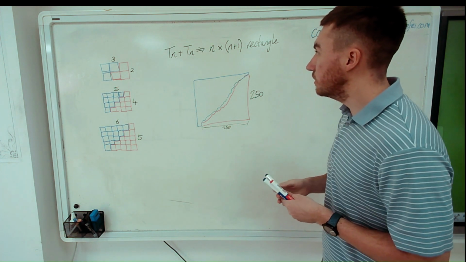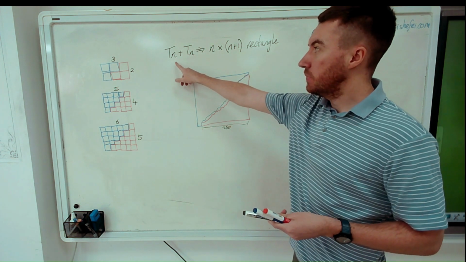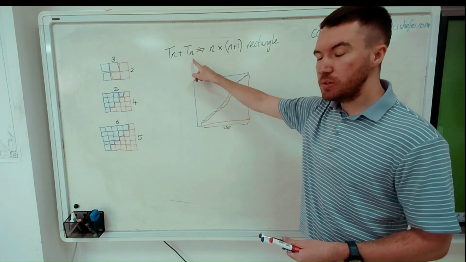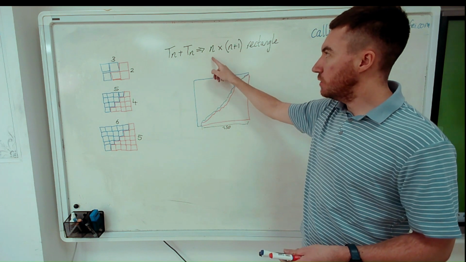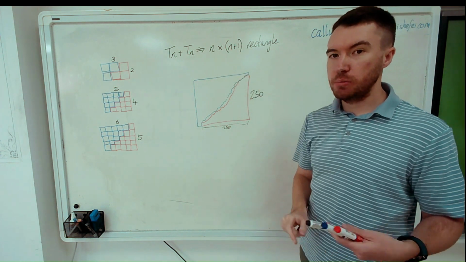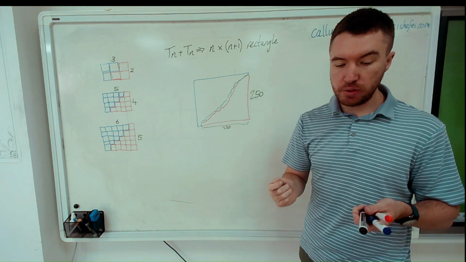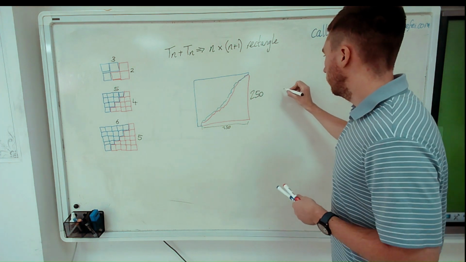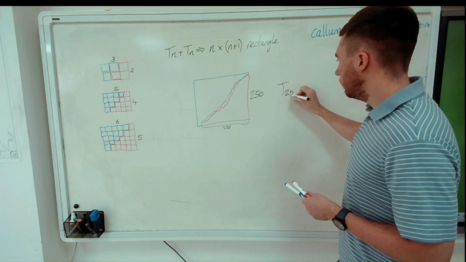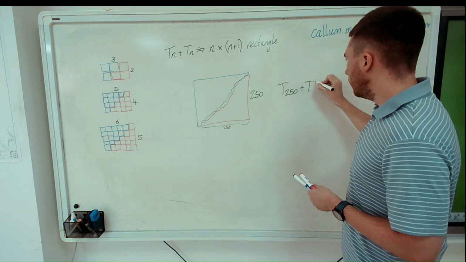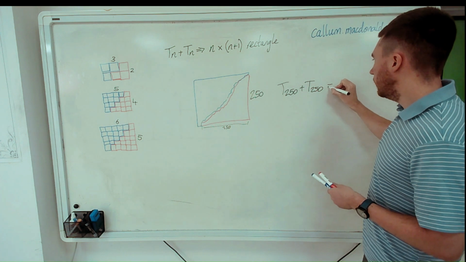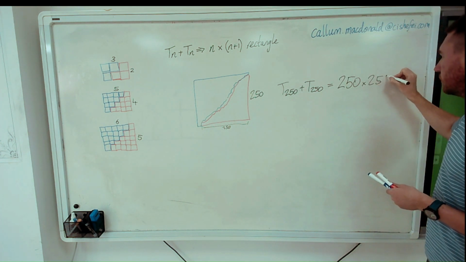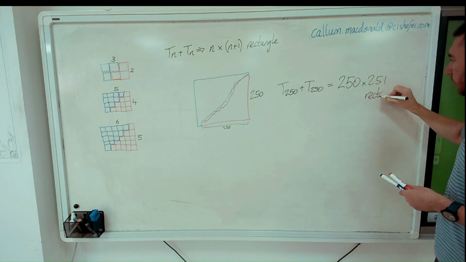And we know it, right? We know it. If T250 is what we're trying to find, then T250 plus T250 would be 250 times 251 would be the dimensions of the rectangle. That's the answer. T250 plus T250 equals a 250 by 251 rectangle.